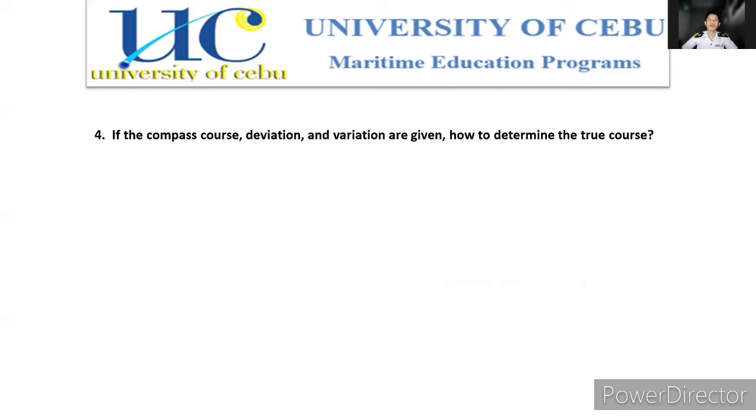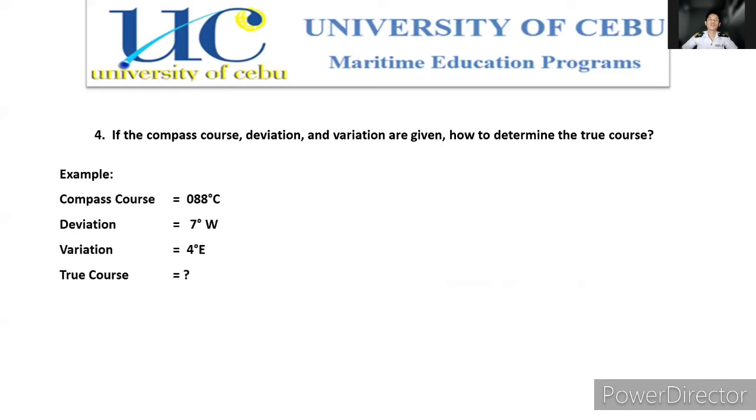Moving on to number 4. If the compass course, deviation, and variation are given, how do we determine the true course? Here we have a given example. It's important to take note that here we are using the Can Dead Man Vote Twice, or the CDMVT. It's important to remember that if it's east, then we will add it, and if it's west, then we will subtract it.